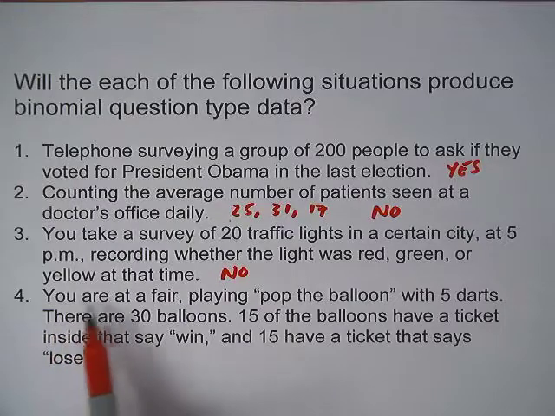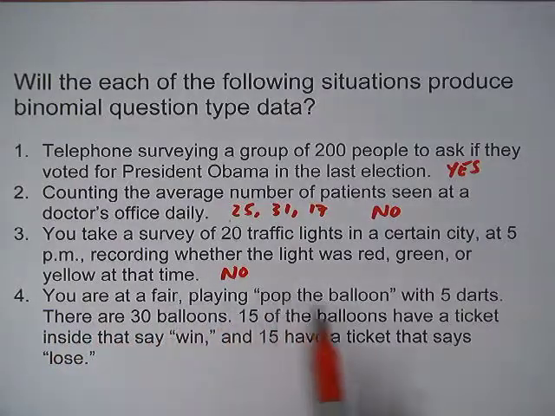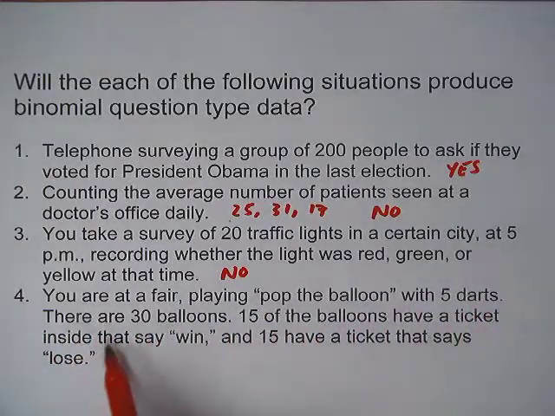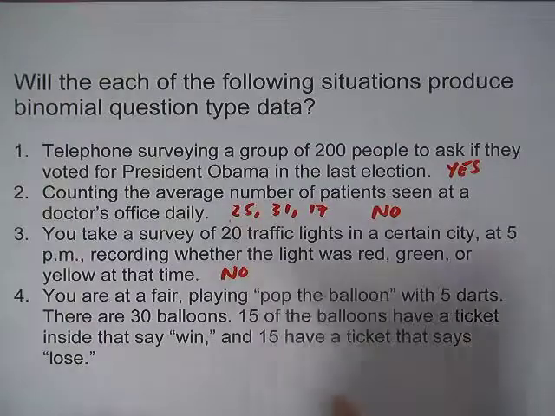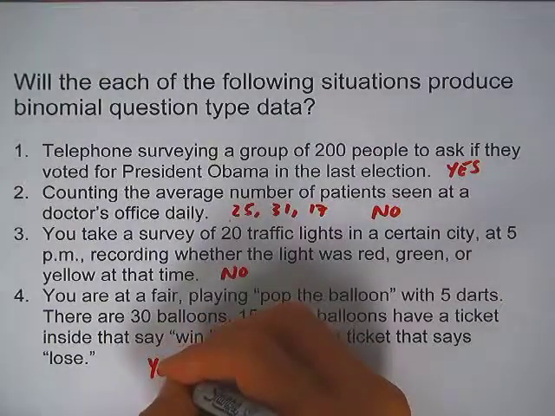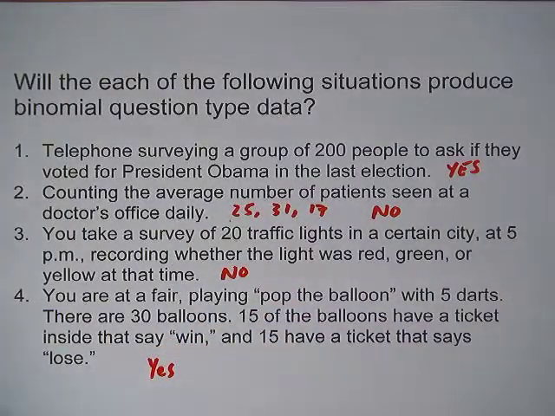Okay, and four, you are at a fair playing Pop the Balloon with 5 darts. There are 30 balloons. 15 of the balloons have a ticket inside that say win. 15 have a ticket that say lose. So you'd want to be keeping track whether for every dart thrown, is it a win or a lose. So in this case, yes, this is binomial question type data because your options are either win or lose.